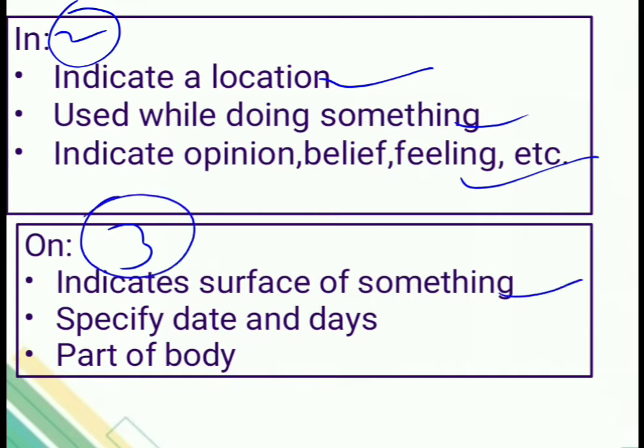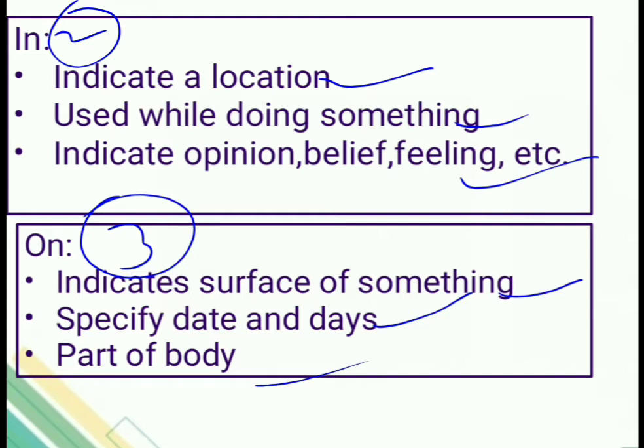On. Third one you're going to study is on. Indicates surface of something. Surface of something means on the top of something. Have you seen that owl sitting on the box? So box pe baitha, surface of something. Specify date or days or parts of body. अगर किसी date के बारे में बात कर रहे हो, days के बारे में बात कर रहे हो, you are going to use on. So this is just the general explanation where you're going to use at, in, on.